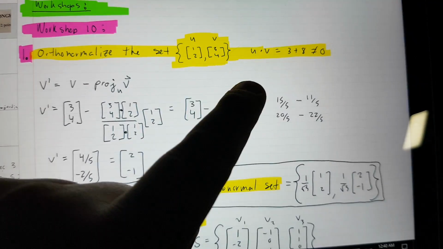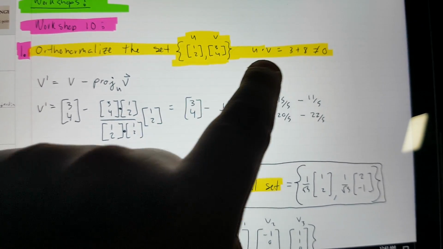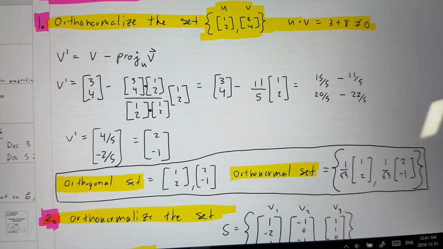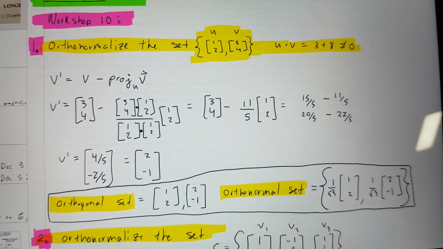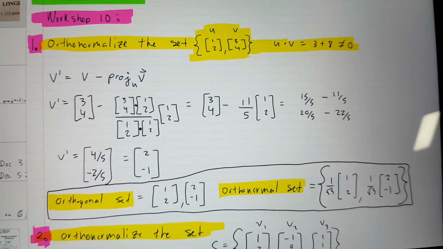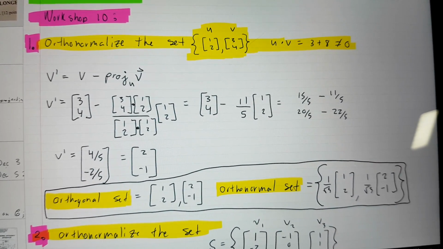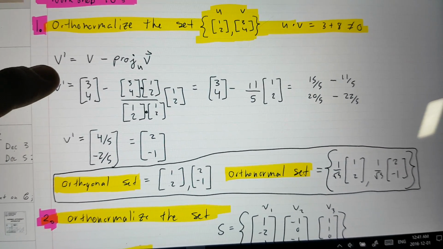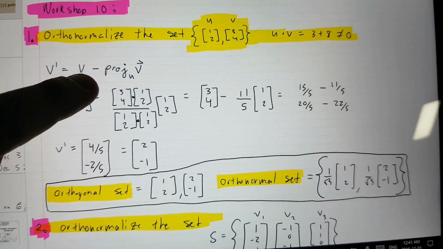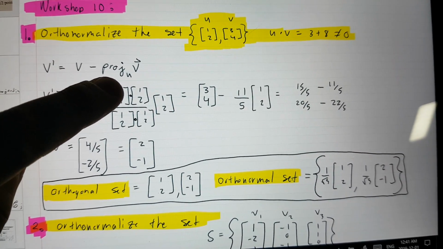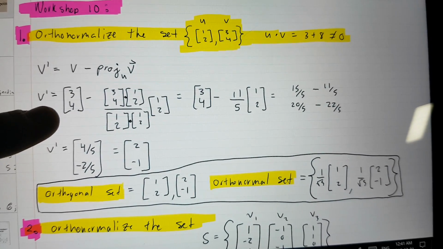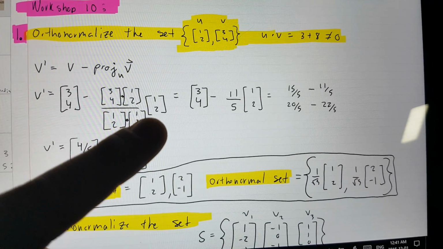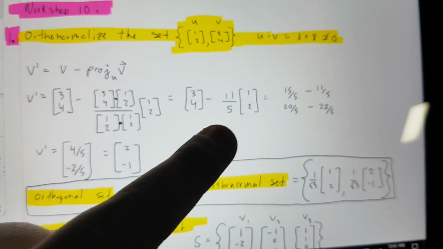I always check to make sure that the dot product isn't zero in the end, so we're covered. So I'm going to keep u as my standalone vector, and then find v prime, which is a vector that's going to be normal to u. To do that, I take v and subtract the projection of v onto u. So v is 3, 4. I subtract that, the dot product over the dot product of u, and I get this guy.